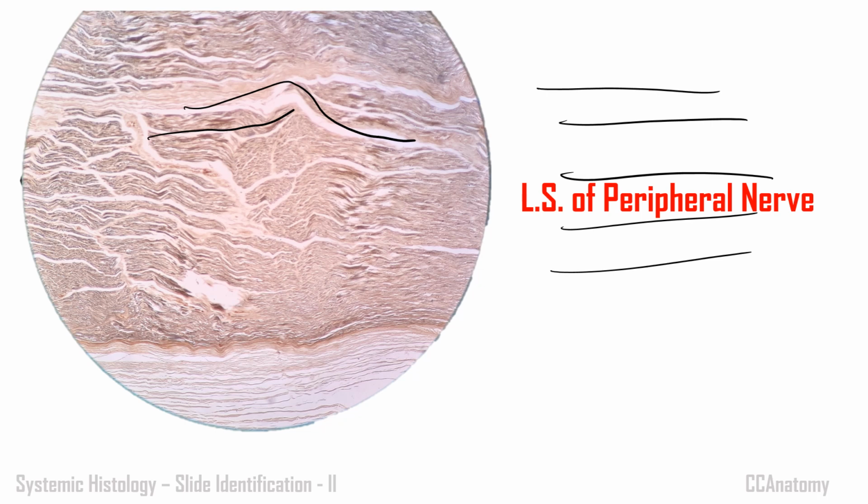If you get this slide, it's easy to identify. You just need to differentiate it from bone. So this slide is the longitudinal section of a peripheral nerve fixed in osmium tetroxide.